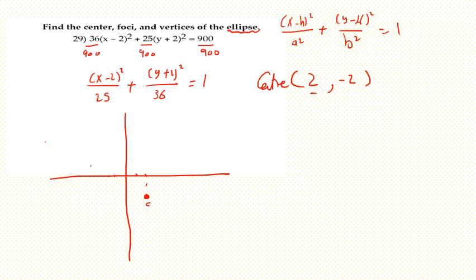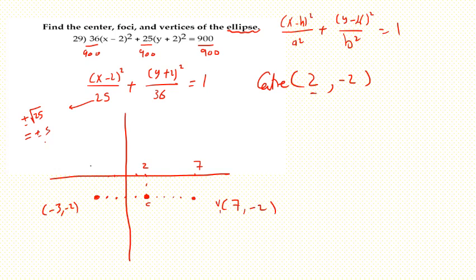Now, the number below the x is 25, and the positive and negative root of this number is positive and negative 5. It means that you are going to move 1, 2, 3, 4, 5 units on the x. If you stand at 2, you reach 7. So this point is 7 and -2. And you are going to move 5 on the y, 1, 2, 3, 4, 5. So this point is going to be -3 and -2. So I can consider this one as V1 and V2.